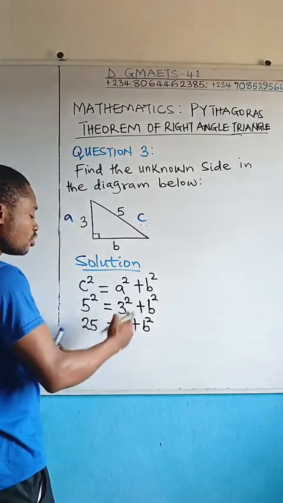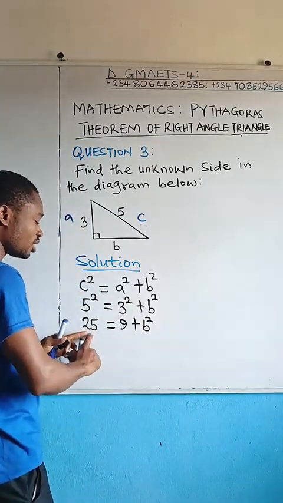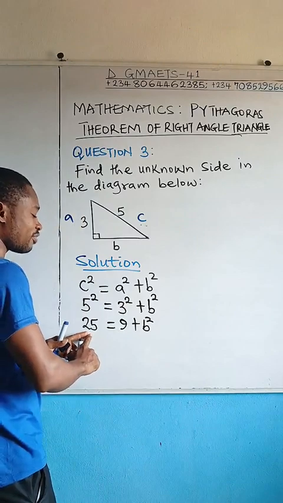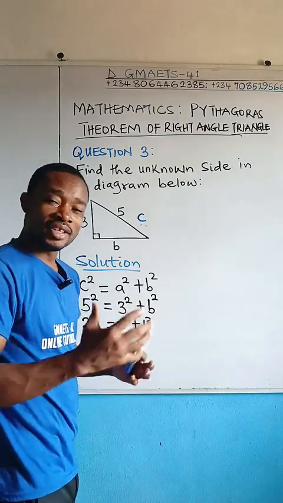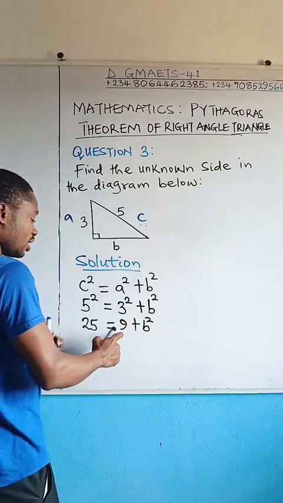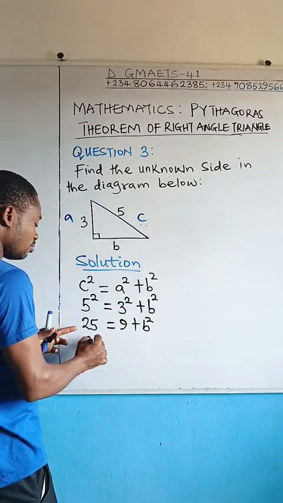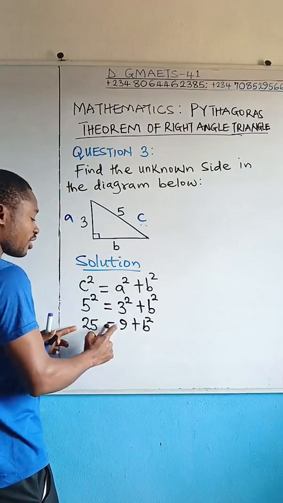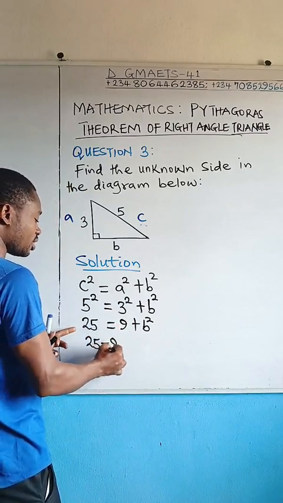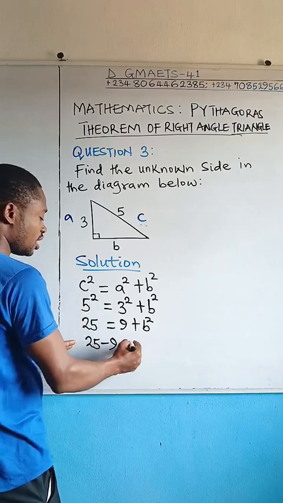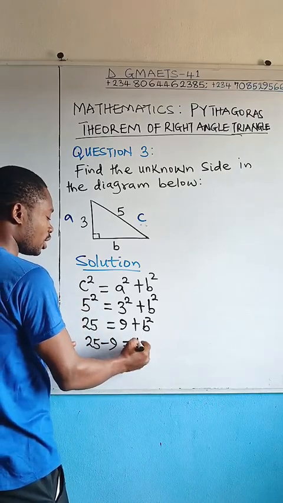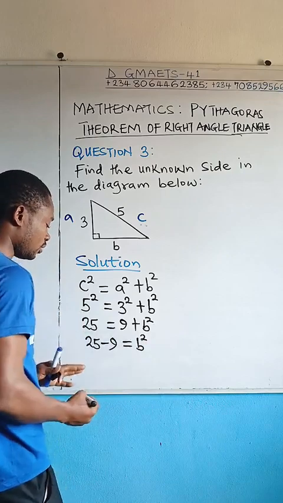So here I'm going to move this 9, which is a pure number, to the left-hand side to meet 25, which is also a pure number. They are like terms, so you collect them together. If this 9 crosses, meeting the 25, you write your 25. This plus 9 will change to minus 9 on the left-hand side. And then going to the right-hand side, you'll be left with B squared only.